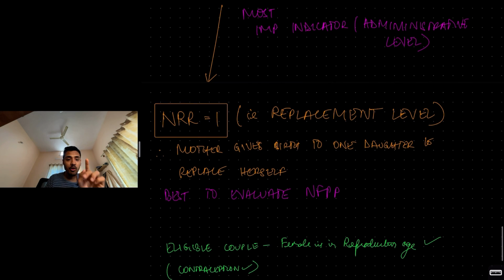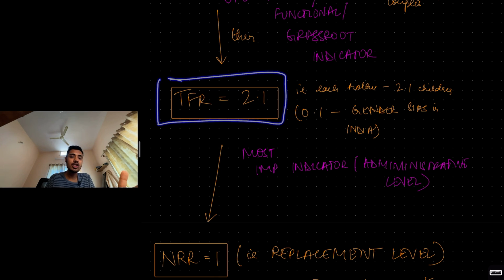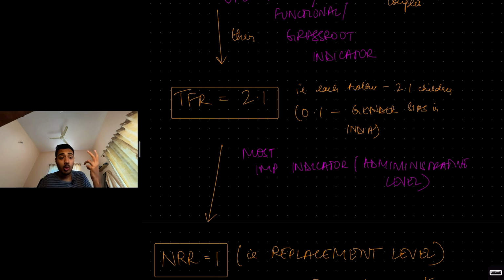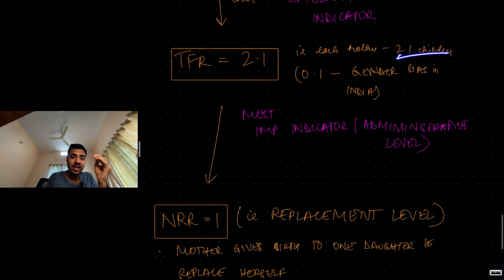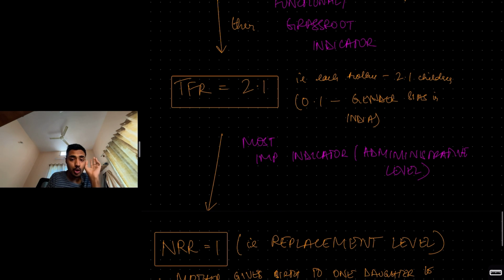For NRR equal to 1, TFR, total fertility rate, has to be 2.1. That is, a woman has to give birth to about 2 children. TFR is the average number of children a woman gives birth to. So when TFR is equal to 2.1, NRR is equal to 1. Why? Because unfortunately in India there is a gender bias. There is female feticide, all that. So an extra 0.1 comes. So every mother has to give birth to 2.1 children for her to have one daughter. So TFR equal to 2.1 in India is the goal.